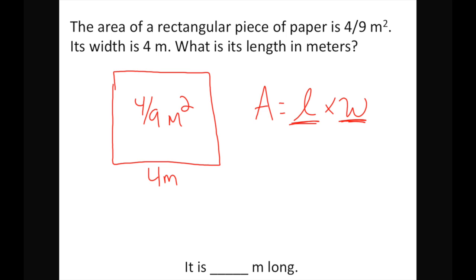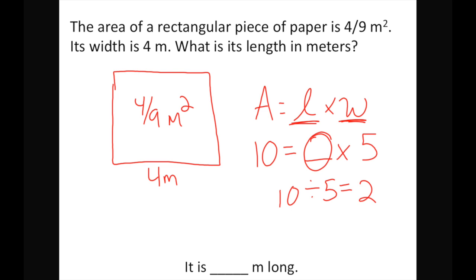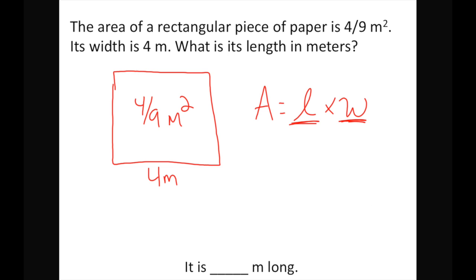If you're ever missing a factor, imagine that we have, for example, 10 equals blank times 5. To find this missing factor, you divide, right? 10 divided by 5 equals 2. So our missing factor would be 2. So it's no different here. We're missing a factor, so I'm going to divide to find it.